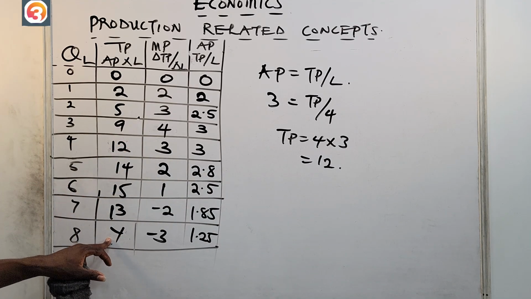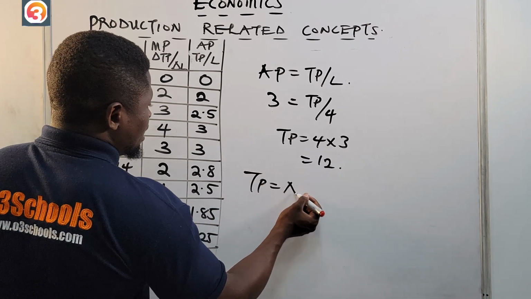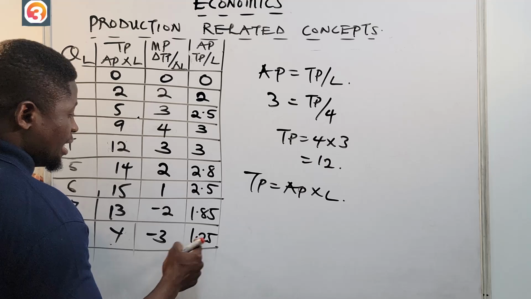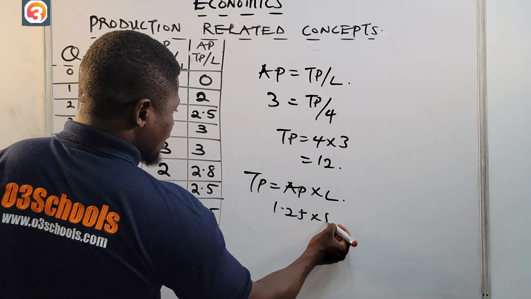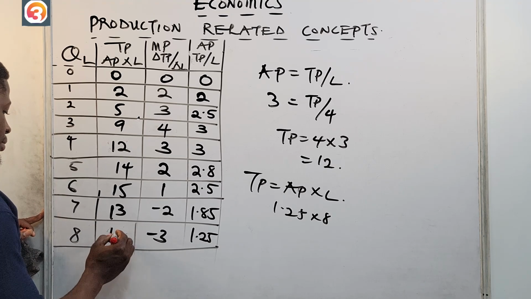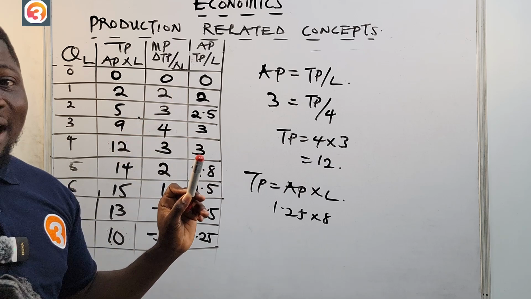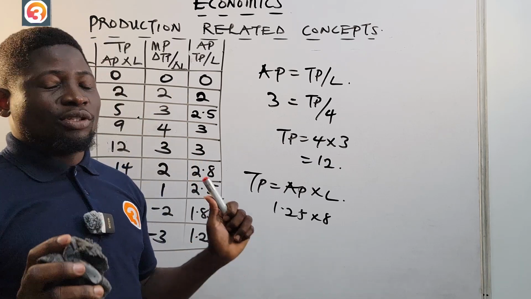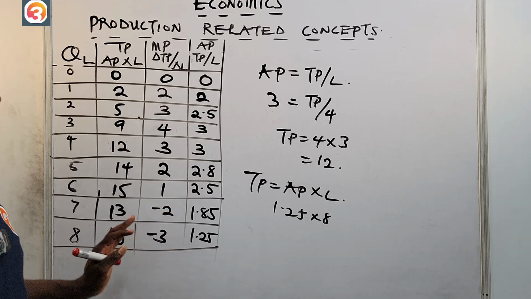Now, our Y, also the same thing. We're looking for TP. We know that TP is AP times L. Our AP here is 1.25, times L, which is 8. That will give us our value there, which is 10. It's as simple as ABC. So use the formula. You must know the formulas, understand them and know how to use them, then everything becomes easy.